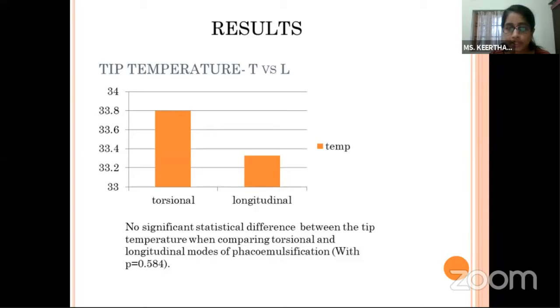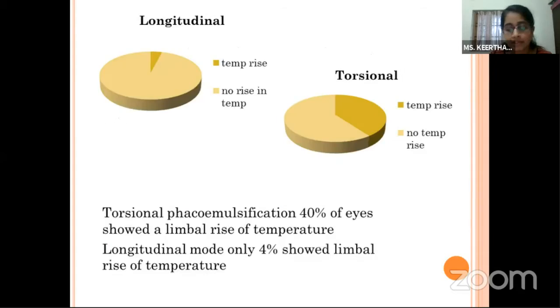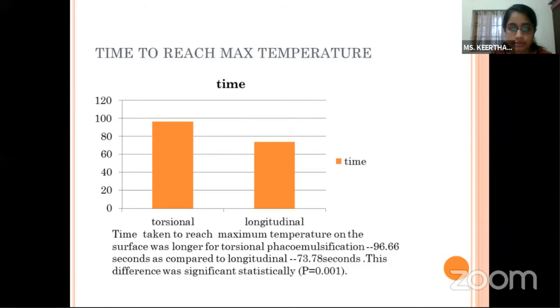Coming to results, first we compared the tip temperatures in torsional versus longitudinal. Even though the temperatures were a bit on the higher range in torsional, there was no statistical difference between the tip temperatures of the two modalities. However, the time taken to reach the maximum temperature differed significantly. It was rather slow in torsional phacoemulsification, 96.66 seconds, as compared to longitudinal, which is only 73.78 seconds. This difference was statistically significant.